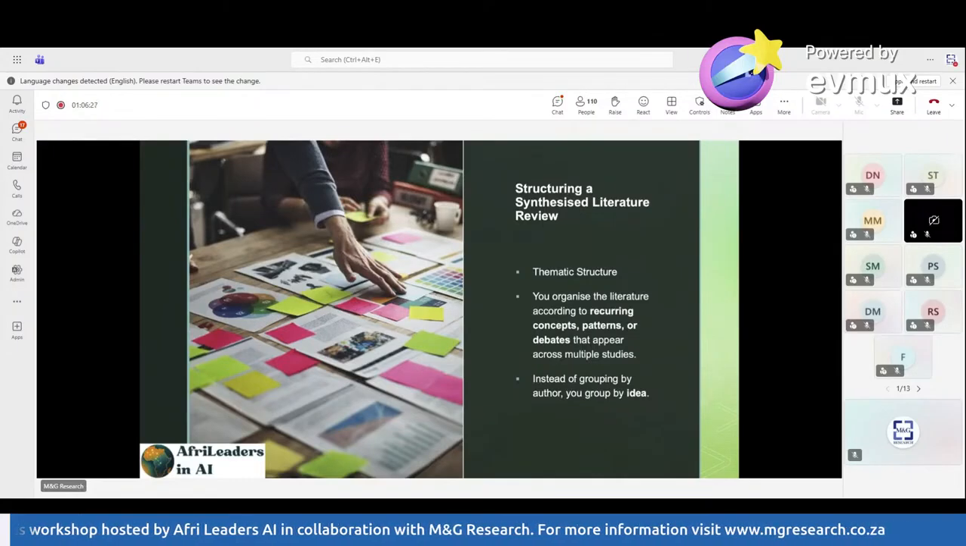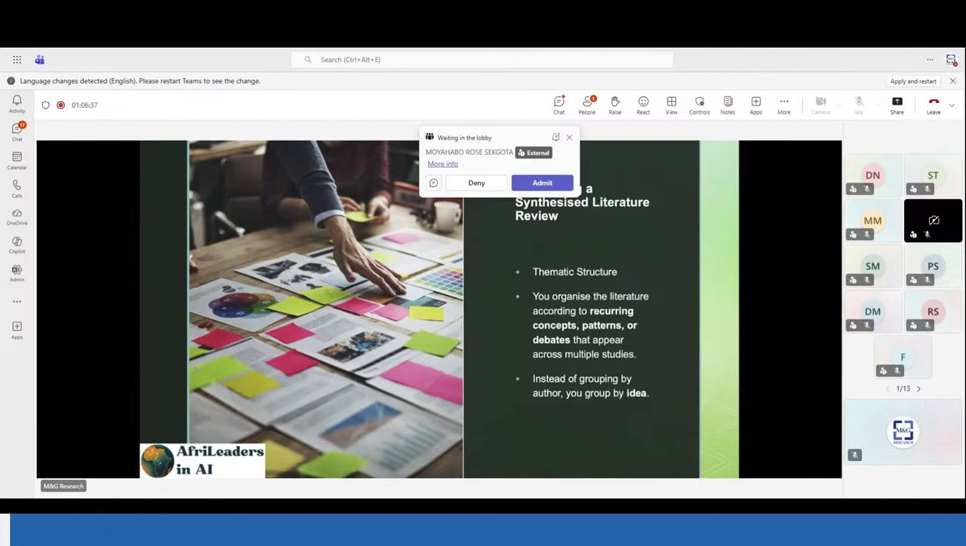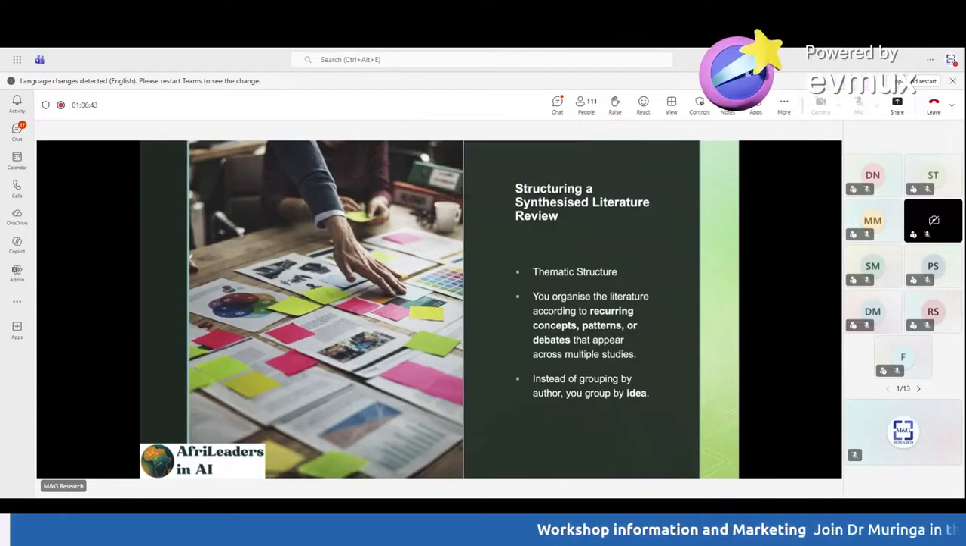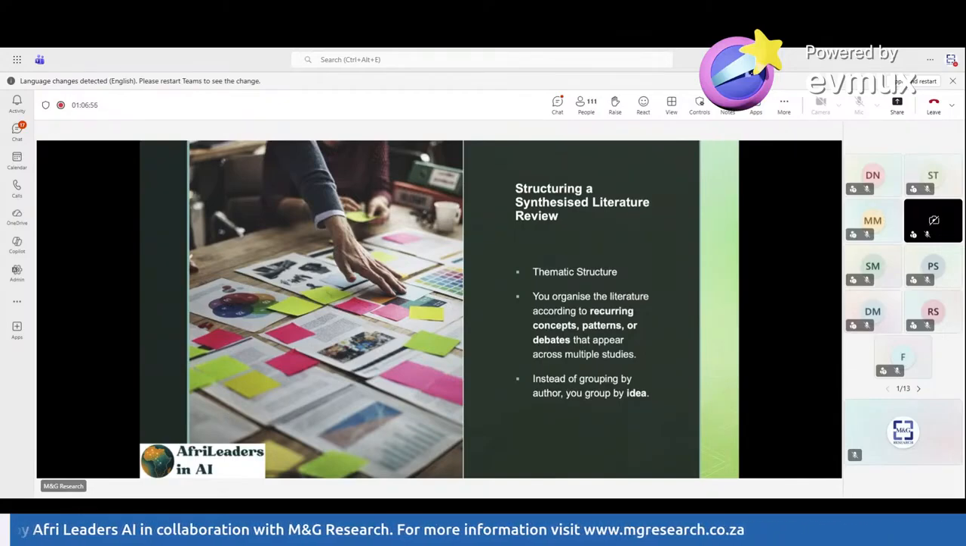So there are three structures that we need to follow when we're writing our literature review. The first one is structuring a literature review along a thematic structure, right? And this is the common one. In the thematic structure, your literature review is structured along themes. So you organize the literature according to recurring concepts, patterns or debates that appear across multiple studies, right? We've already established this. So instead of grouping by author, you group by ideas.